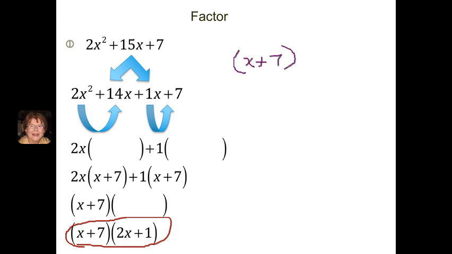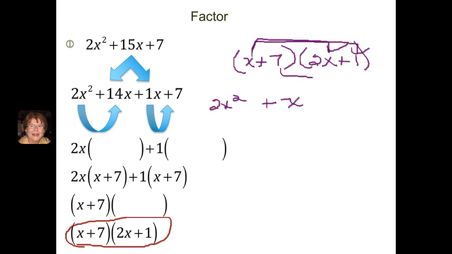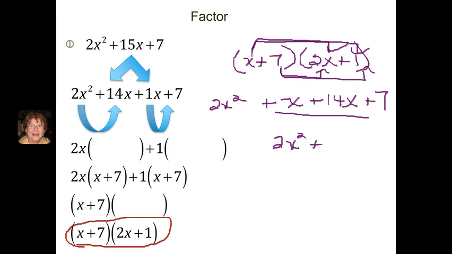times 2x plus 1. If we're going to FOIL to verify, x times 2x is 2x squared. x times positive 1 is positive x. 7 times 2x is positive 14x, and 7 times positive 1 is positive 7. I can collect my like terms, the middle terms: 2x squared plus 15x plus 7. I'm correct in my factors. That was the original question.